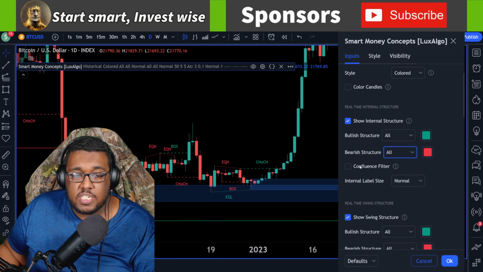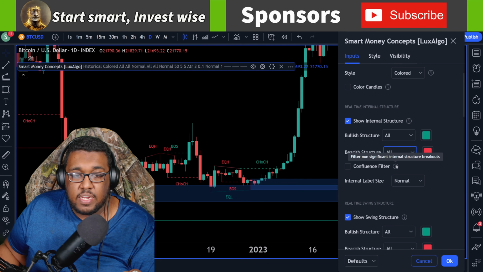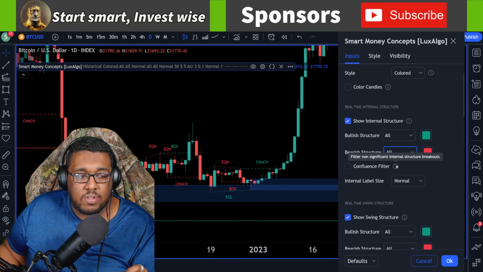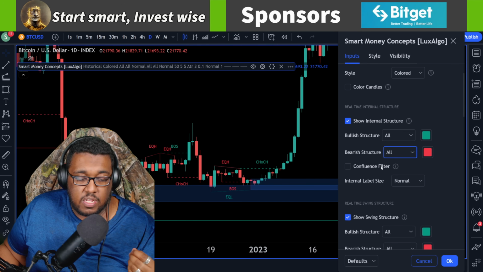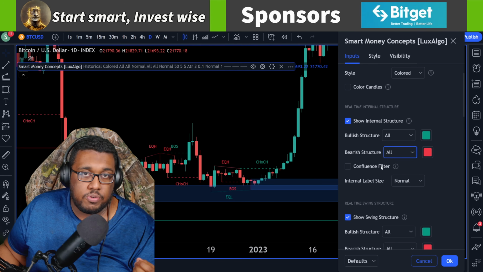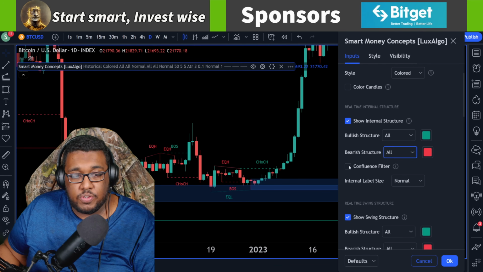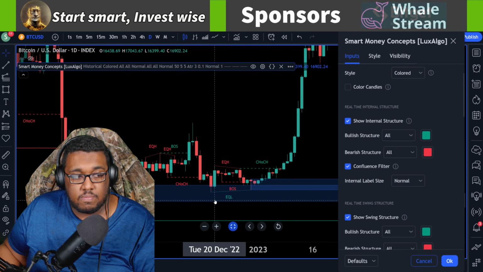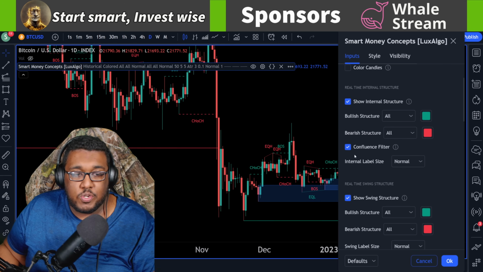And you guys can also check this box right here that says confluence filter. Basically, it means filter non-significant internal structure breakouts. I don't like this. I like to see everything because sometimes there's something I could just miss. And if you want to get rid of those other ones, they're still important. Even though they're not as important, you should still understand what's going on when you see them, okay? So if you do click on this, you'll see some of these actually go away. Oh, no, they're actually all important. Normally, some of them will go away, so you don't have to worry about it right now.